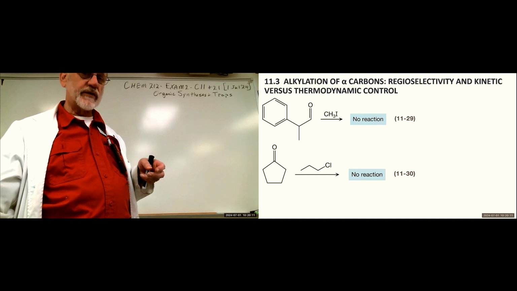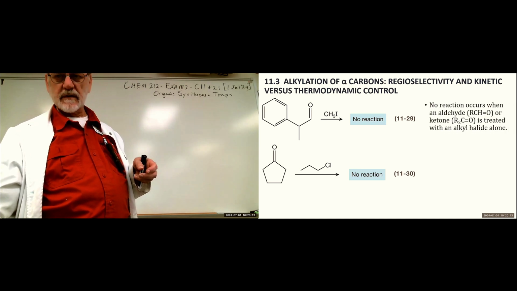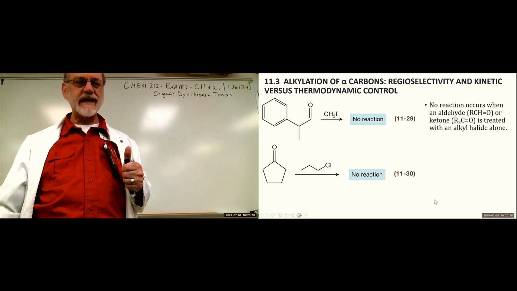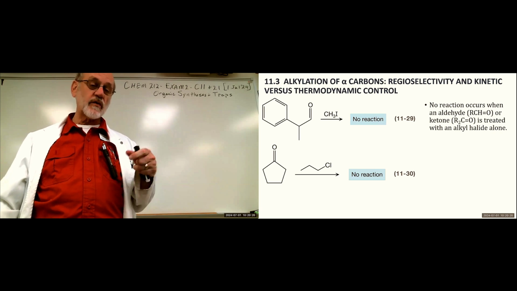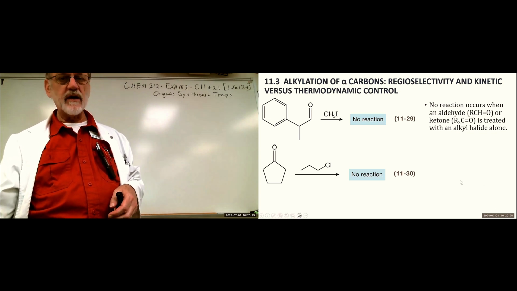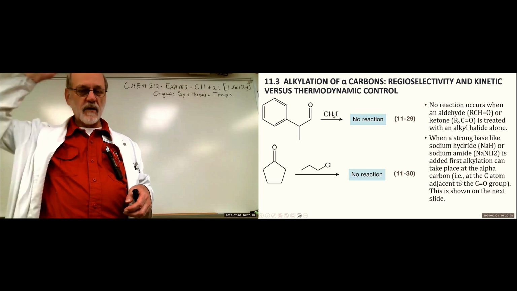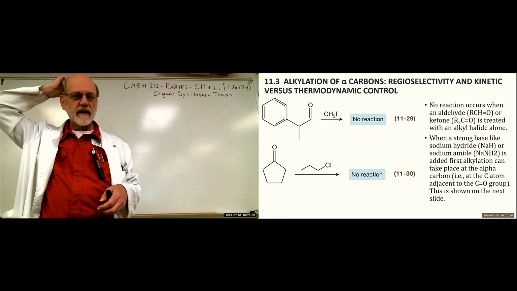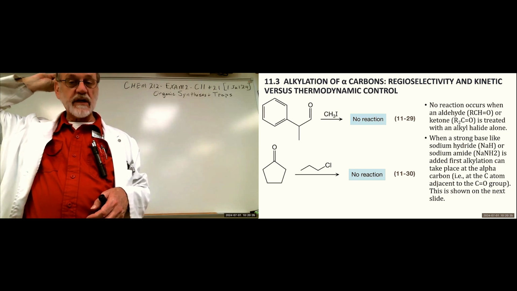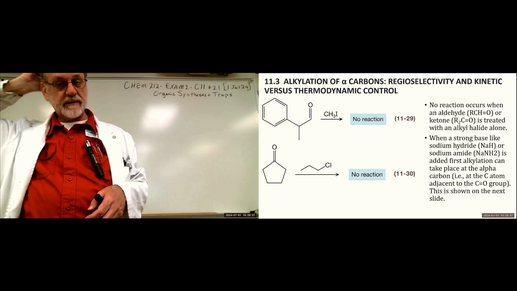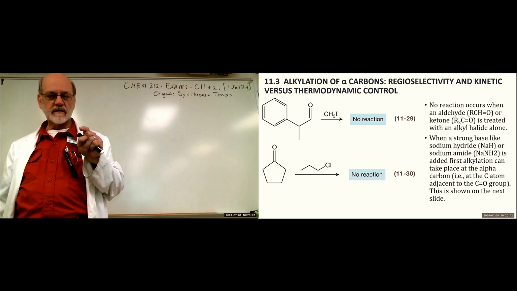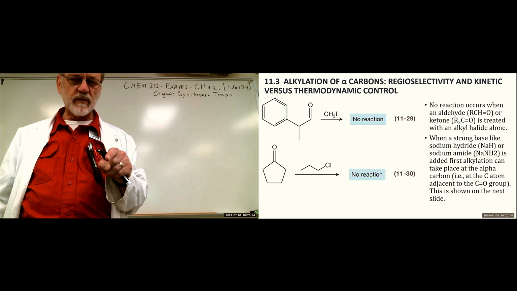All right. So what do we have to do to correct that? No reaction occurs when an aldehyde or a ketone, the ketone being the second one and the aldehyde the first one, is treated with an alkyl halide alone. When a strong base like sodium hydride or sodium amide is added first, alkylation can take place at the alpha carbon, the carbon atom adjacent to the carbon-oxygen double bond group.